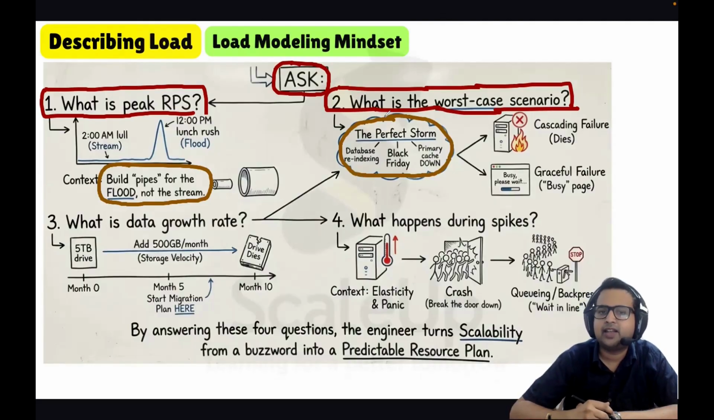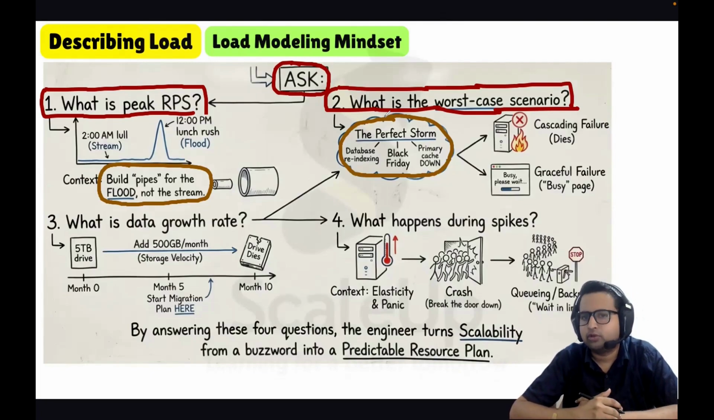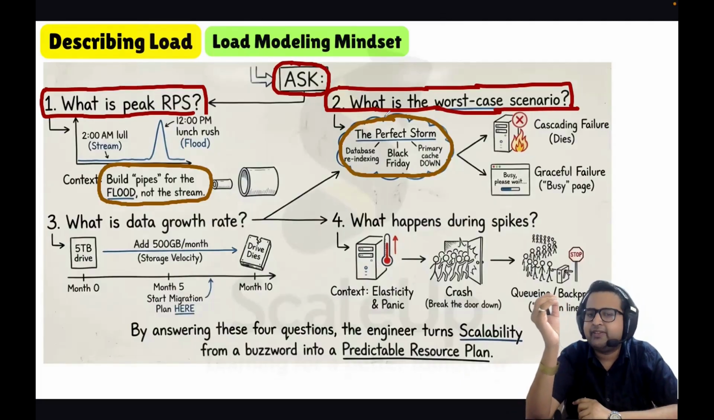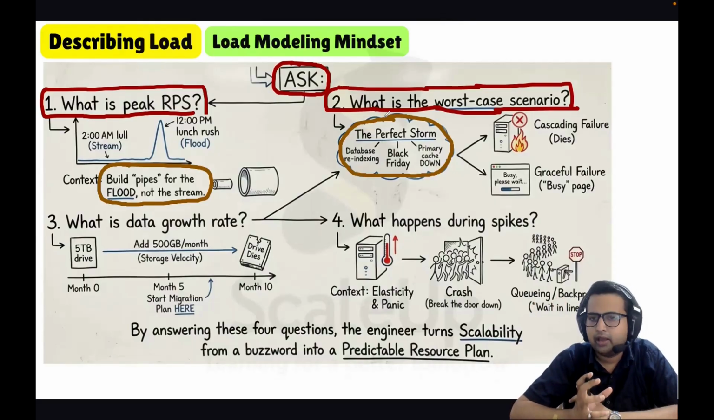The worst case scenario is doing re-indexing of a database. It's a worst case scenario. Abrupt traffic or sudden spike during Black Friday sales. It's a worst case scenario. Primary cache, it went down. It's a worst case scenario. So good engineers identify the worst case scenarios and they ensure how to handle it.